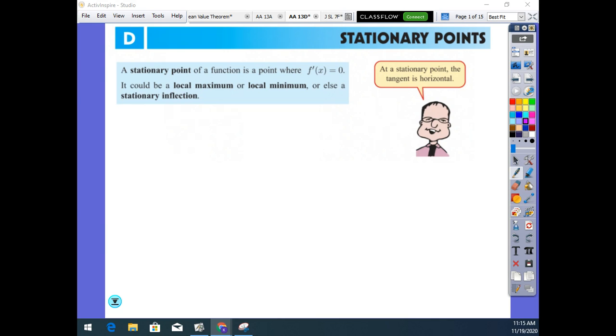Section D is about classifying high and low points. So we call these stationary points. The big thing I want you to write here: a stationary point occurs where the derivative is 0. It could be one of three things.